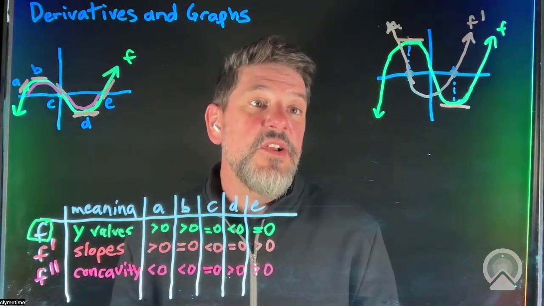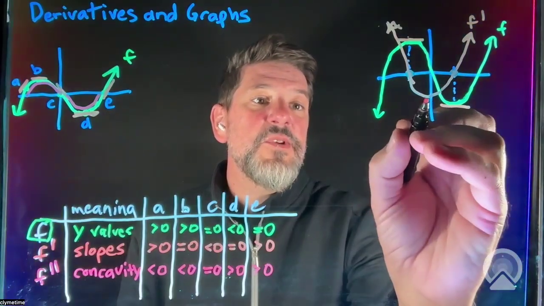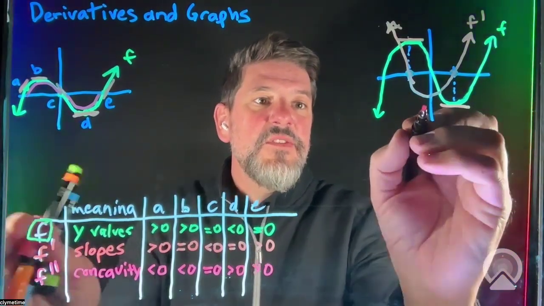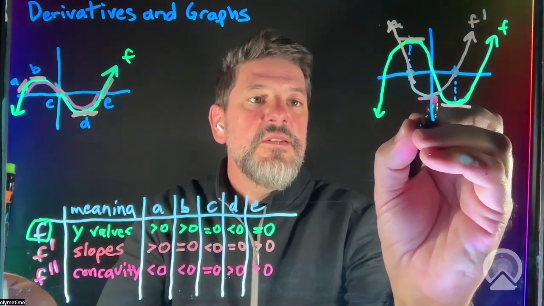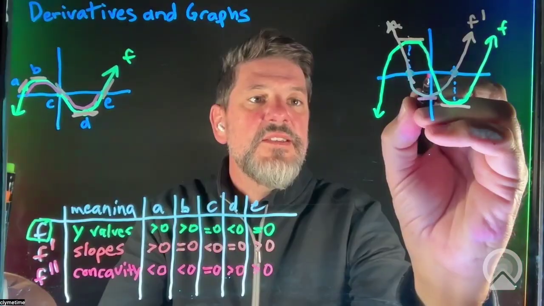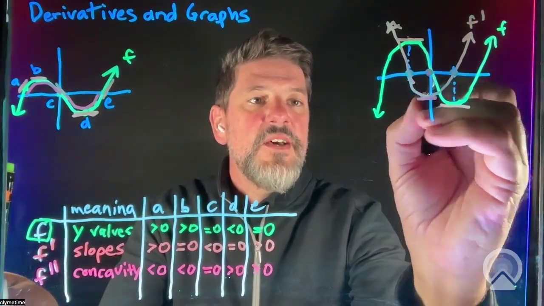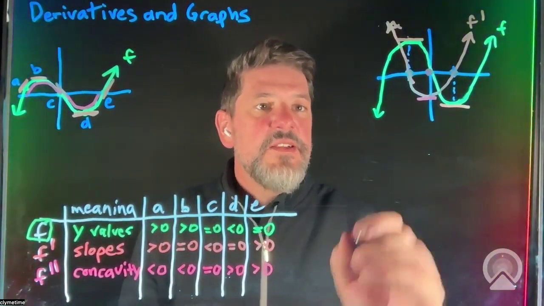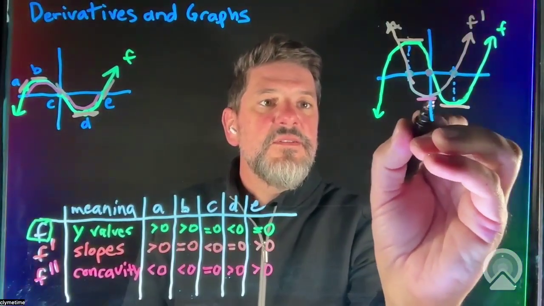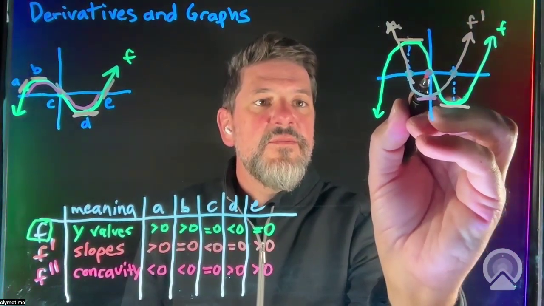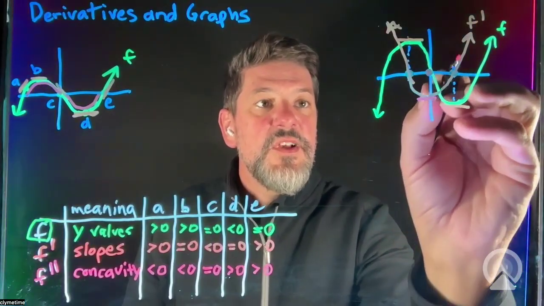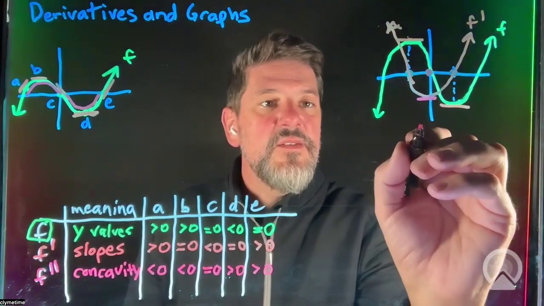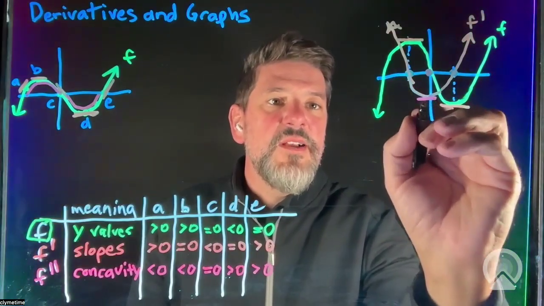So you ask yourself, where is the slope equal to zero on f prime? And if you can figure out where the slope is equal to zero on f prime, it's right here. That's where you're going to have a zero y value for f prime prime. So right here, the slope is zero, so therefore on f prime prime, the y value would be zero. So again, you look at the slopes on f prime to find the y values on f prime prime.